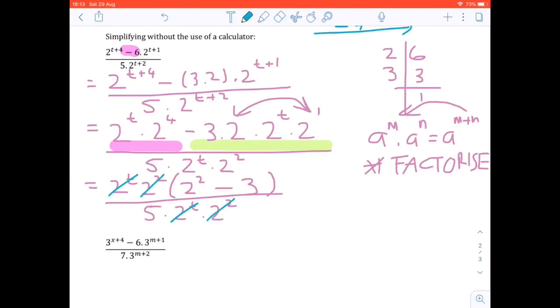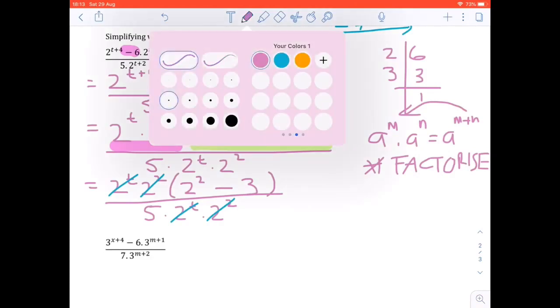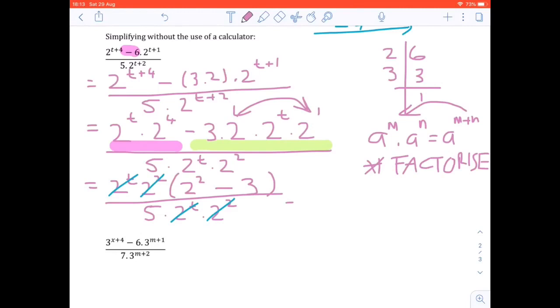This is quite common in questions like this, where things start cancelling out, especially the exponents that are variables. So let's simplify this. Now we're left with 4 minus 3 over 5, which is equal to 1 over 5.